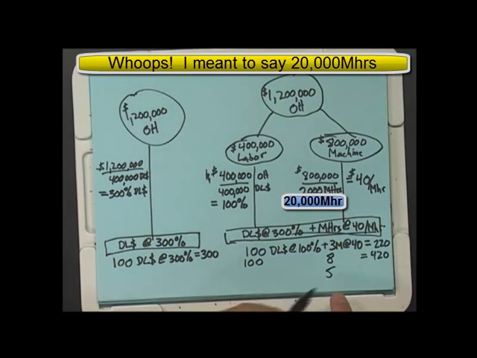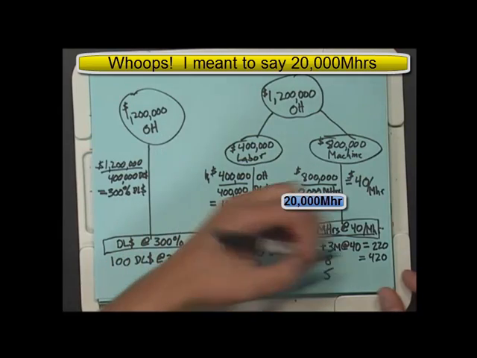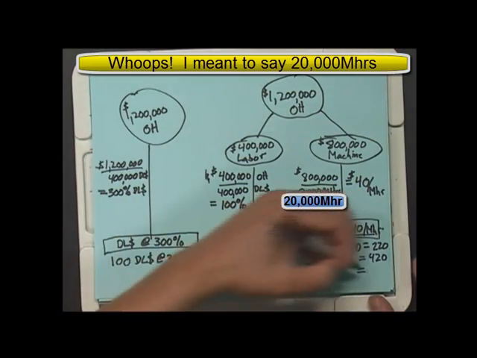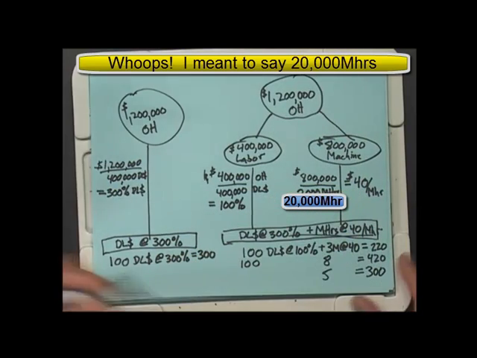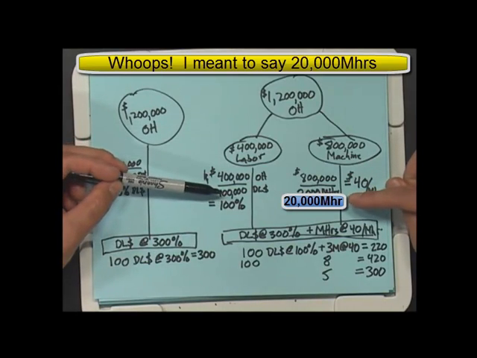Well, first, let's just do the math to see that that's the case. 5 times 40 is 200, plus 100 labor dollars at 100% is 100, and so 200 plus 100 gives us 300, which is exactly the cost we had before. The interesting and important part is, why is it $100 of labor to 5 machine hours? The answer is in the activity bases.